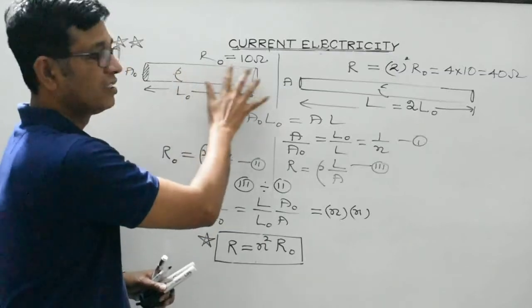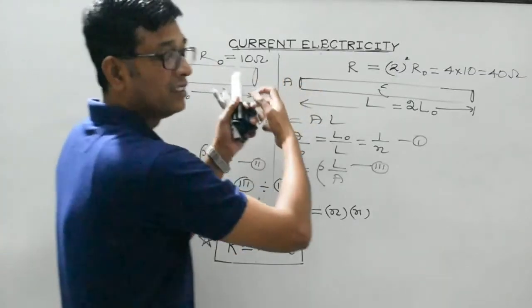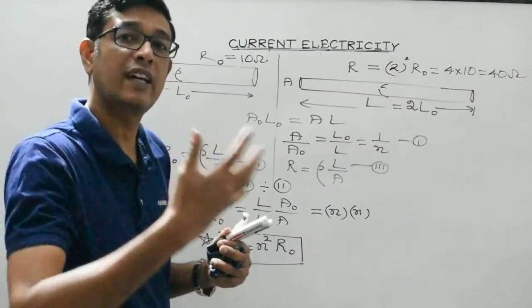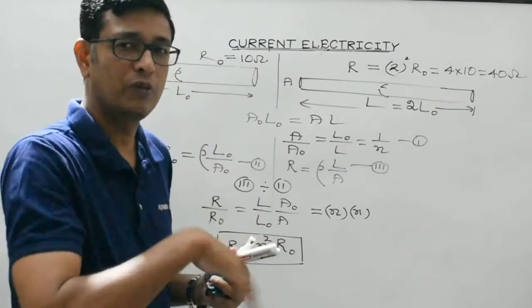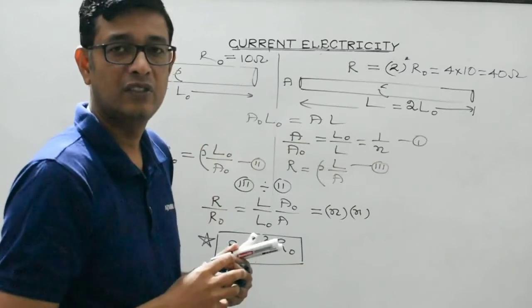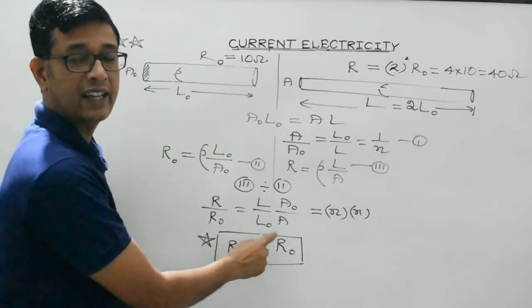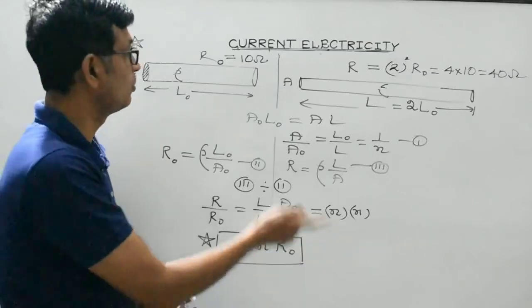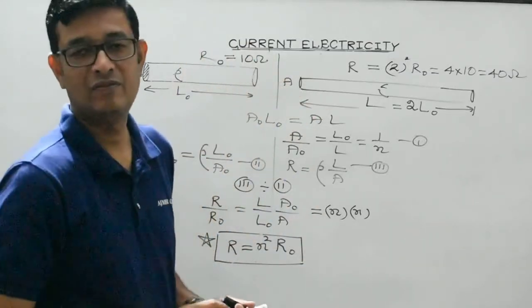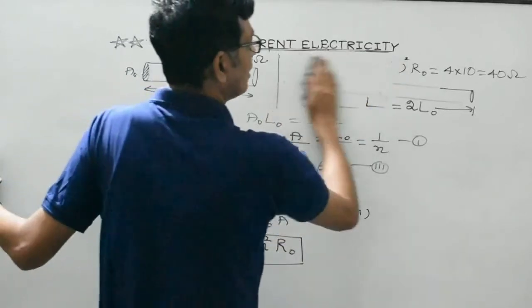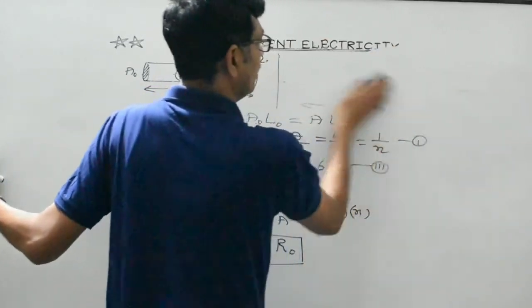Let's take still another example. Suppose its original resistance is 10 ohm and its length is quadrupled. It is stretched such that its length becomes 4 times its original length. So what will be the new resistance? In that case, it will become 4 square, that is 16 times the original resistance. That is, the new resistance will be 160 ohm. Clear, students? And it is also valid in the compressing case as well.